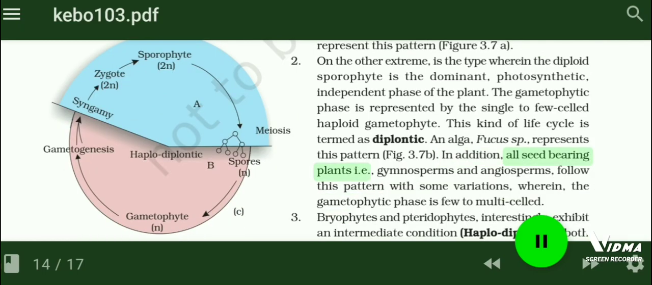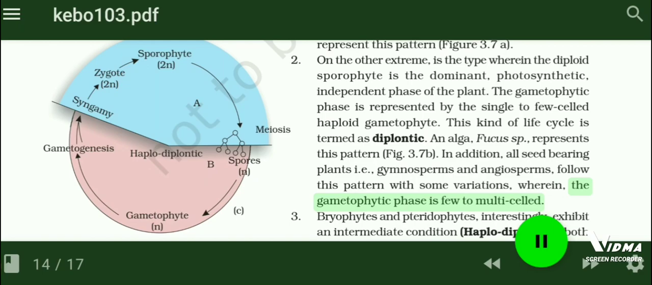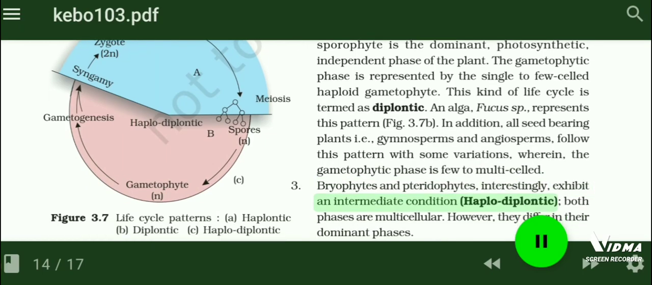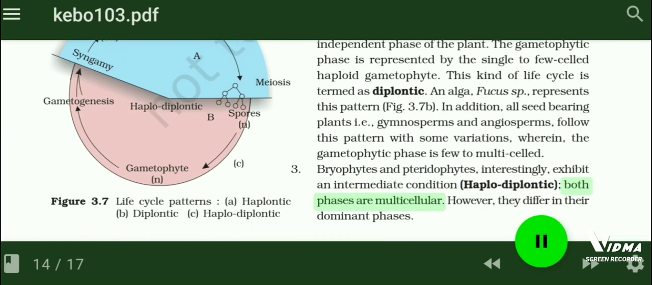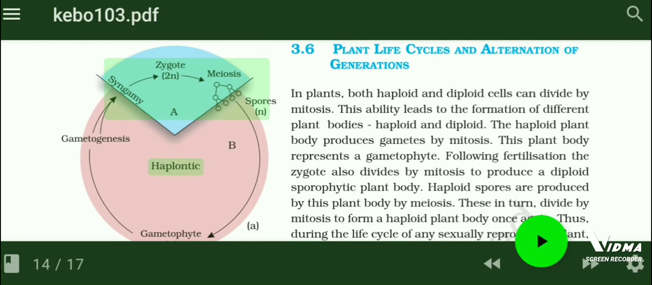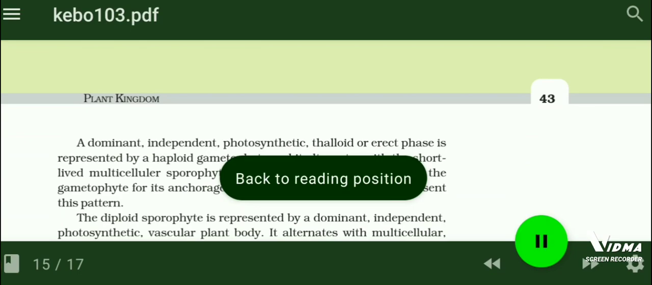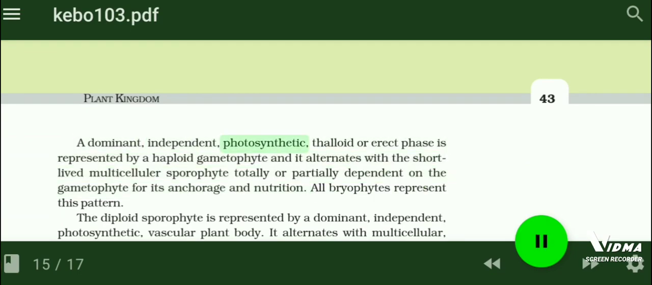2. On the other extreme is the type wherein the diploid sporophyte is the dominant, photosynthetic, independent phase of the plant. The gametophytic phase is represented by the single to few-celled haploid gametophyte. This kind of life cycle is termed as diplontic. An alga, Fucus sp. represents this pattern, fig. 3.7b. In addition, all seed-bearing plants, i.e., gymnosperms and angiosperms, follow this pattern with some variations, wherein the gametophytic phase is few to multi-celled.